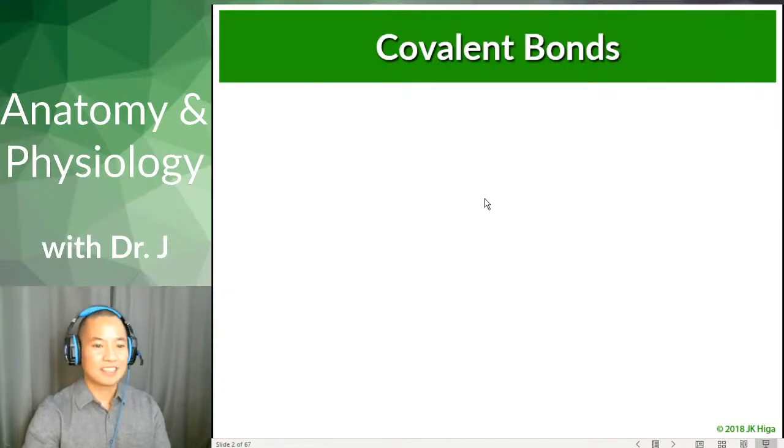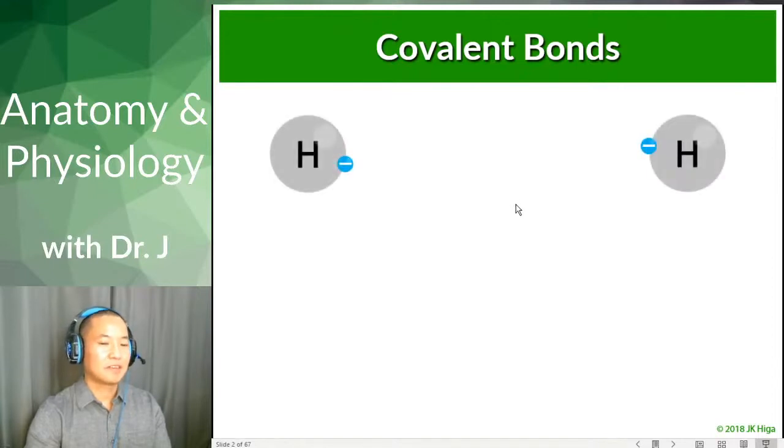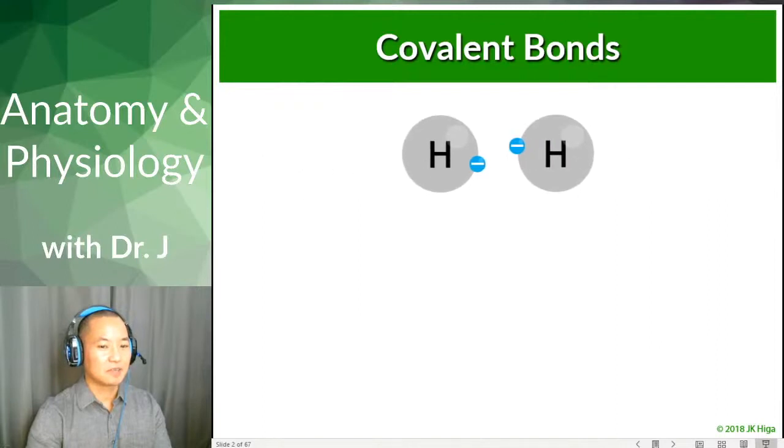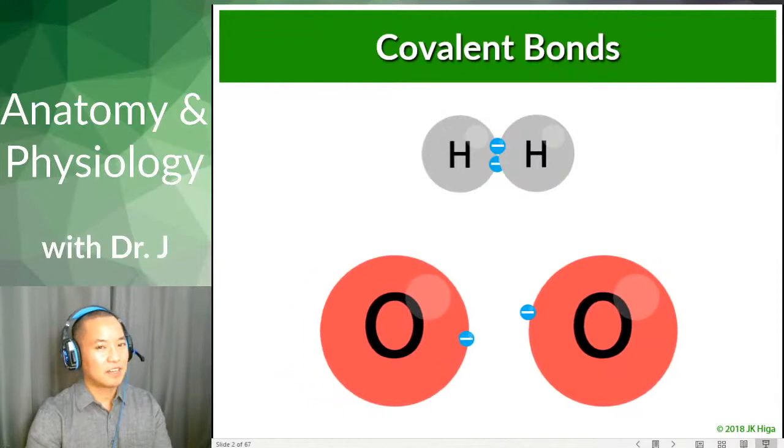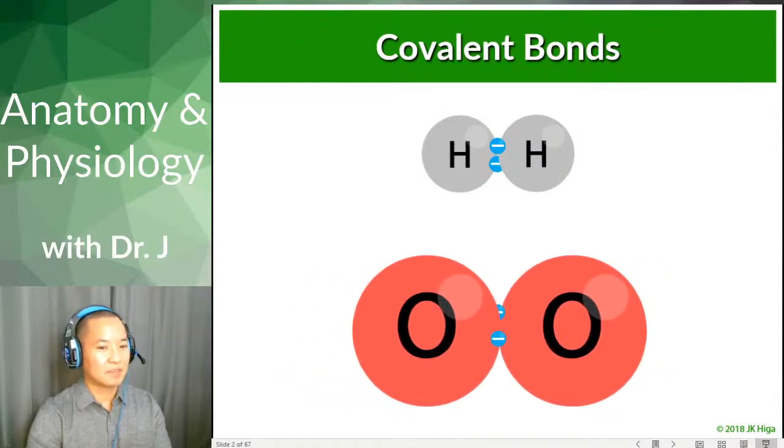All right, so when we last left off, we were talking about reactions and bonds. And remember, covalent bonds. Covalent bonds are when two atoms share electrons. So here we have two hydrogen atoms forming a covalent bond. And here we have two oxygen atoms. They're forming a covalent bond because they're sharing a pair of electrons.